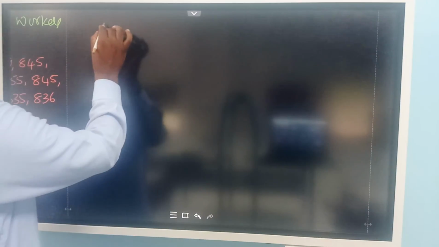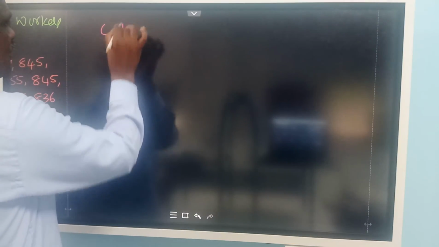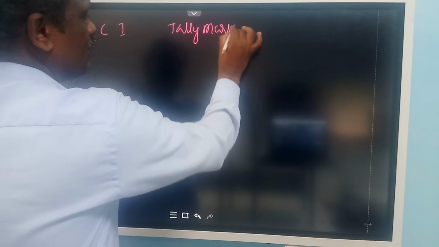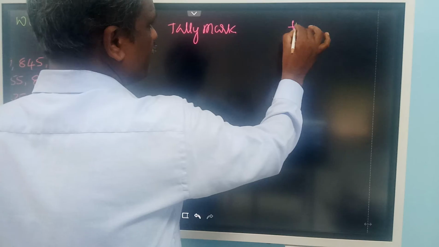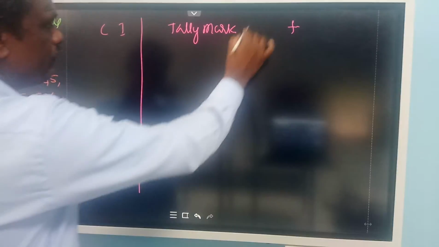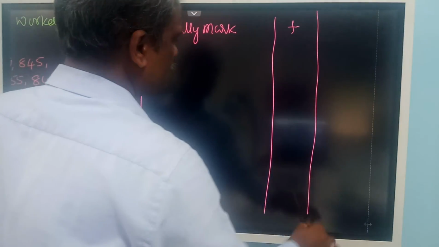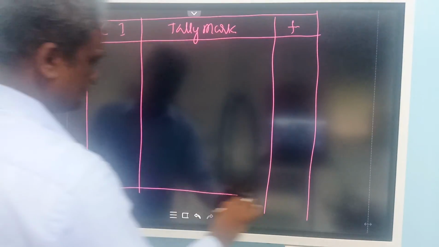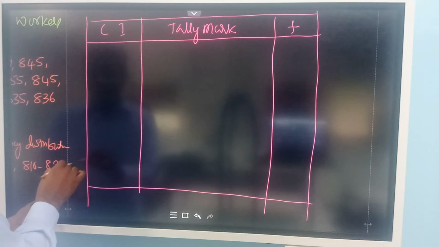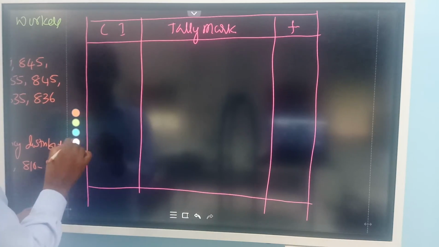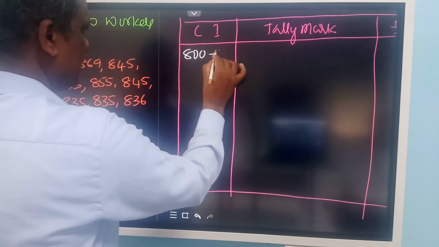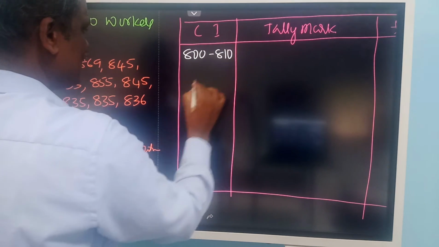So let us write the class intervals here. Class intervals. Then here tally mark. Then at the end, frequency. So you can make a table like this. So let us classify this data. The lowest may be 800. So 800 to 810 is the first class interval.